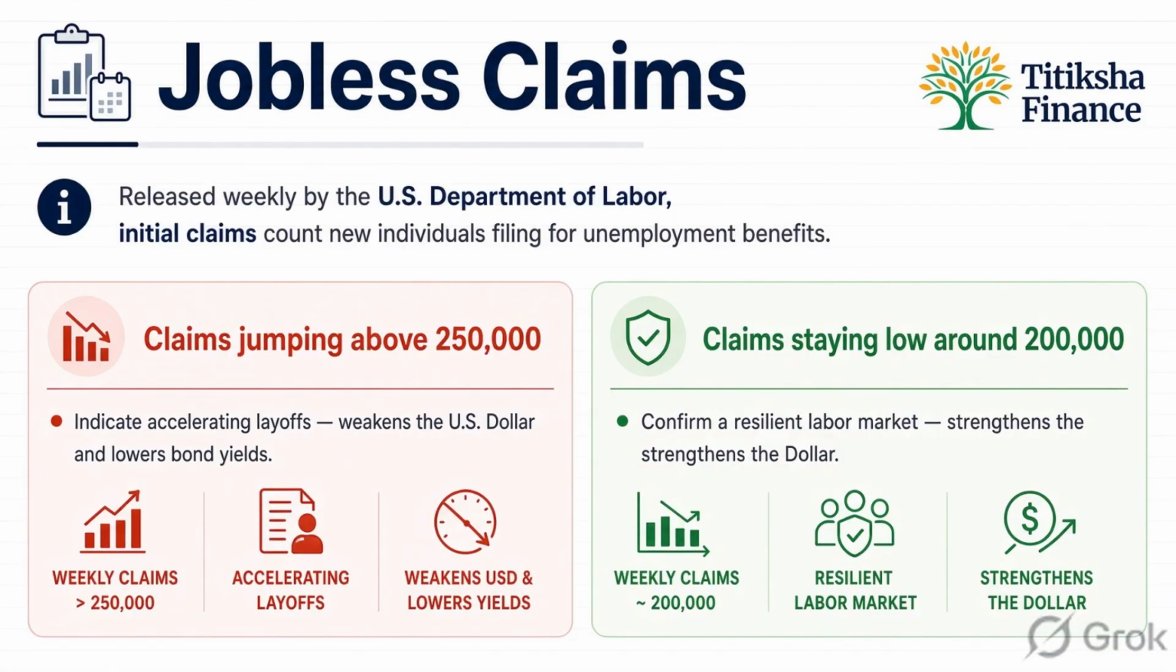Jobless claims. Released weekly by the U.S. Department of Labor, initial claims count new individuals filing for unemployment benefits. To speak about the market dynamics, weekly claims jumping above 250,000 indicate accelerating layoffs, weakening the US dollar and lowering bond yields. Claims staying low around 200,000 confirm a resilient labor market, strengthening the dollar.